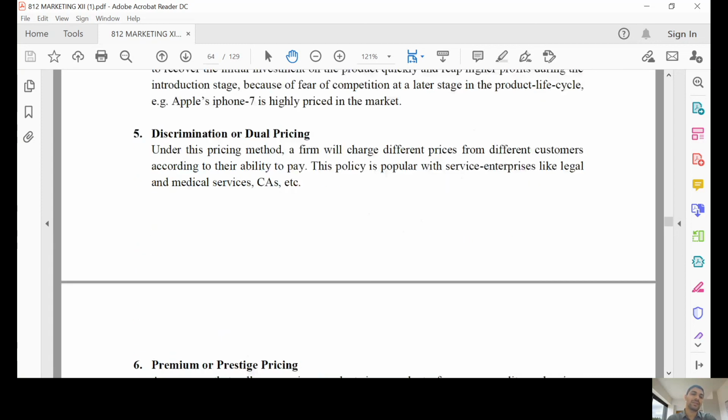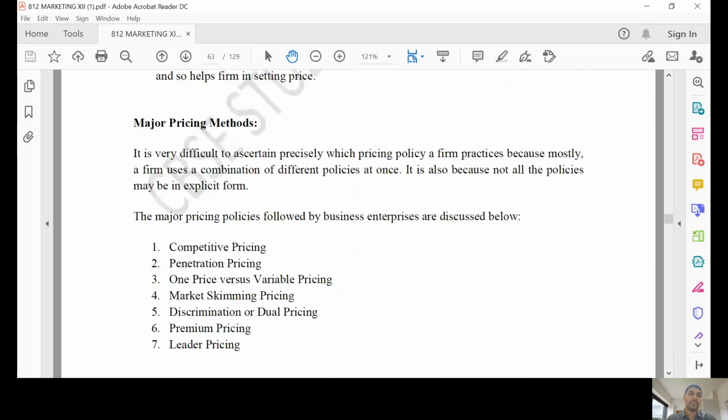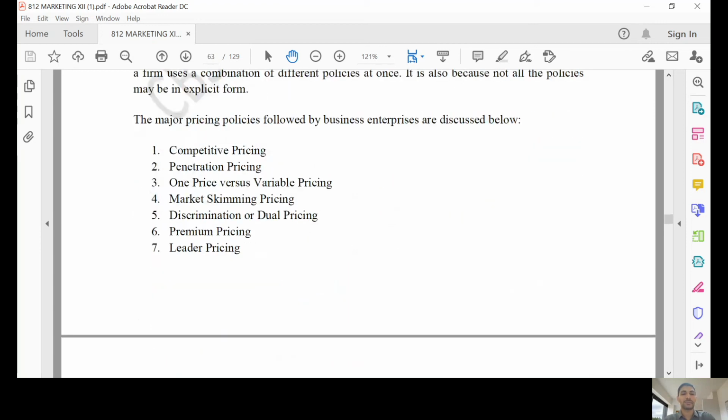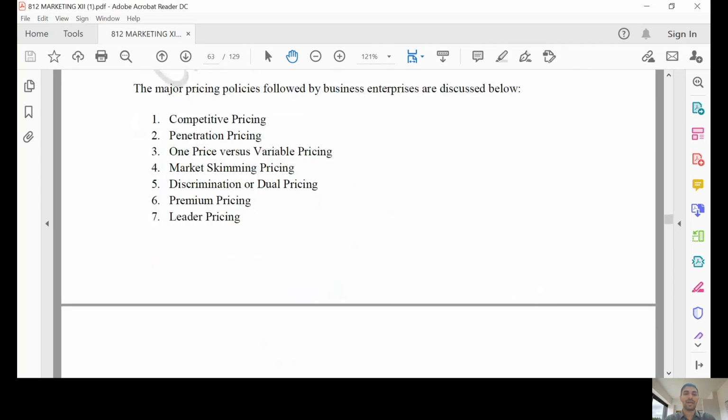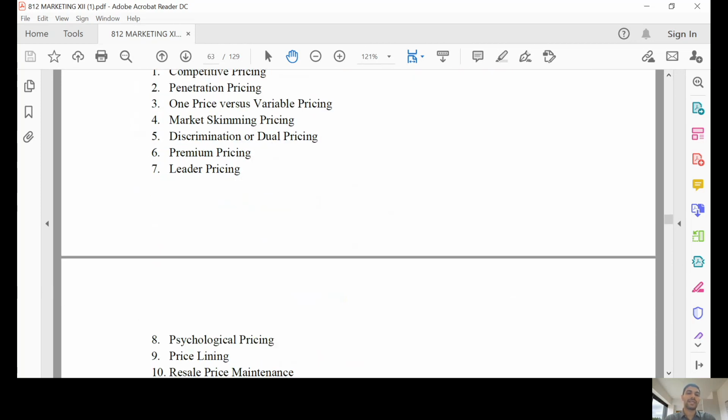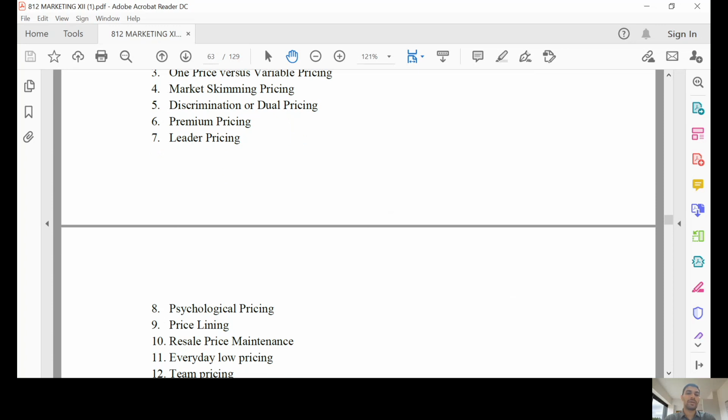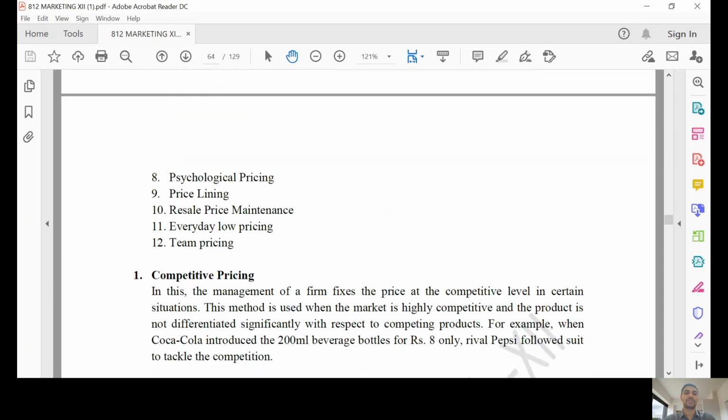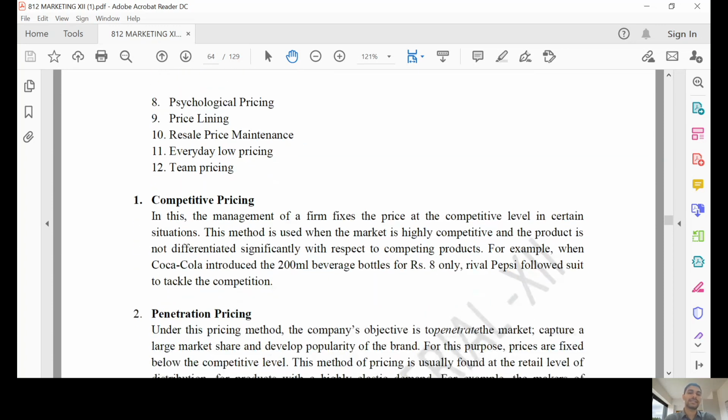So we have discussed the different methods of pricing, like competitive pricing, penetration pricing, one price versus variable pricing, market skimming pricing, discrimination or dual pricing, premium pricing, leader pricing, psychological pricing, price lining, resale price maintenance, everyday low pricing, team pricing, etc.